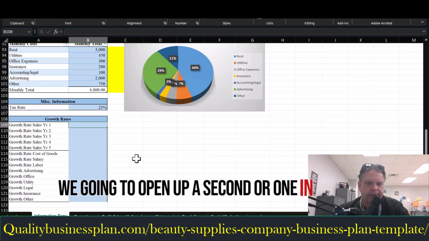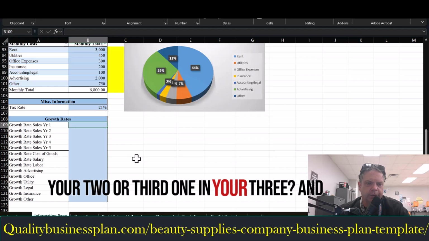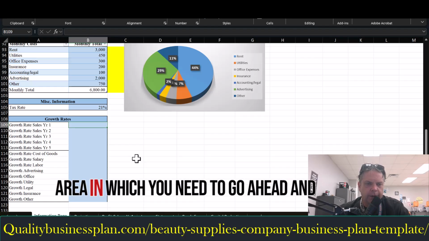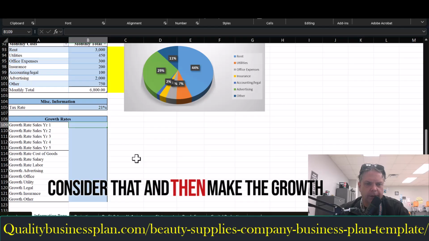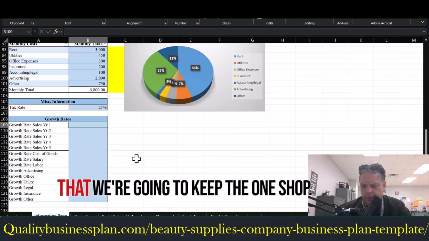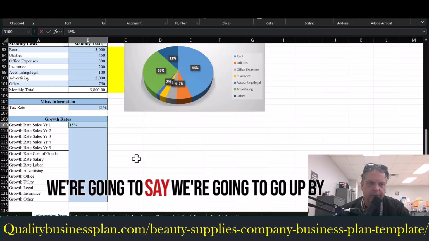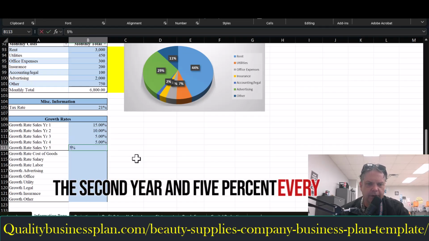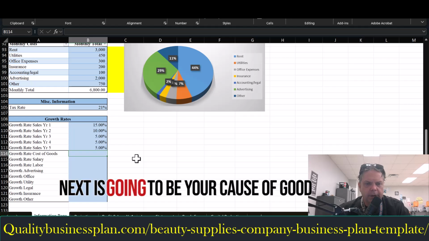Are we going to open up a second one in year 2, a third one in year 3, and then a fourth one in year 5? This is the area in which you need to go ahead and consider that, and then make the growth rates appropriately. We're going to say that we're going to keep the one shop. We're going to say we're going to grow it by 15% for the first year, 10% the second year, and 5% every year after. Next is going to be your cost of goods sold.